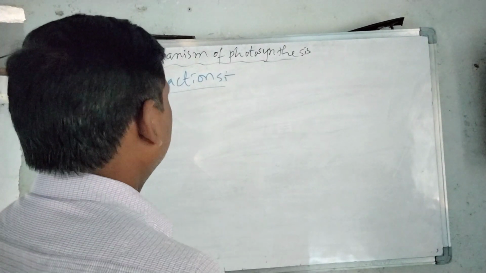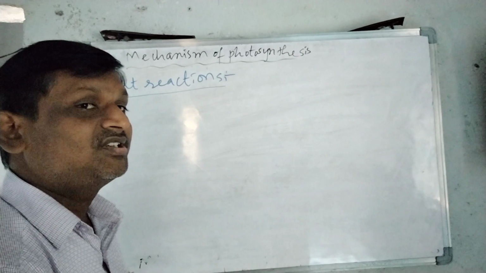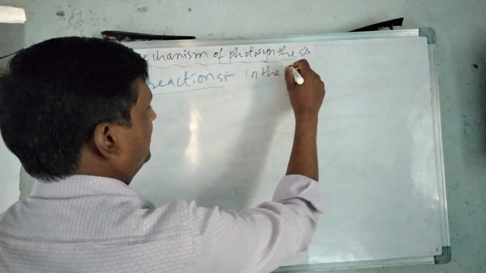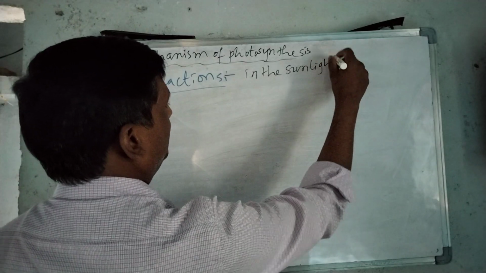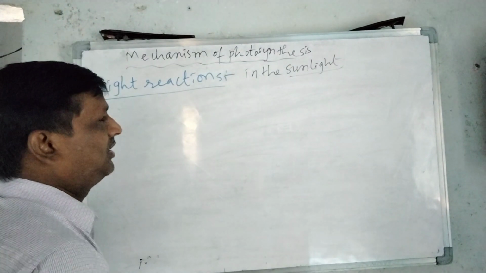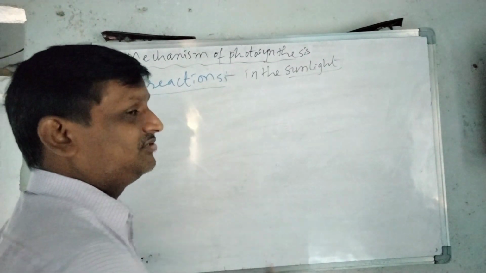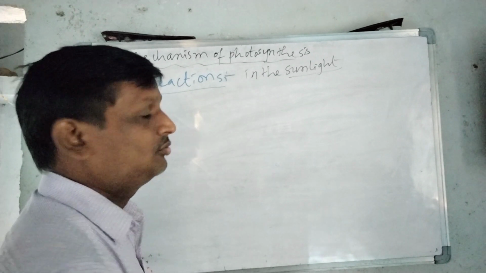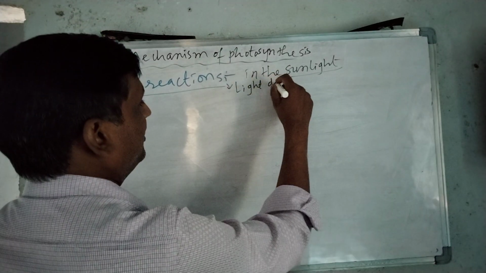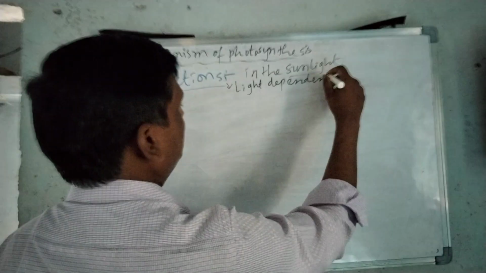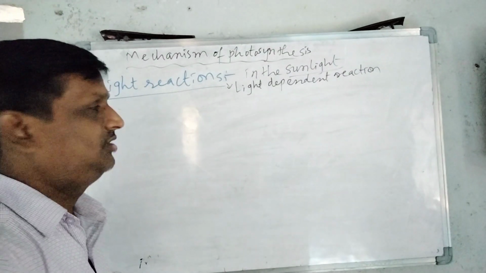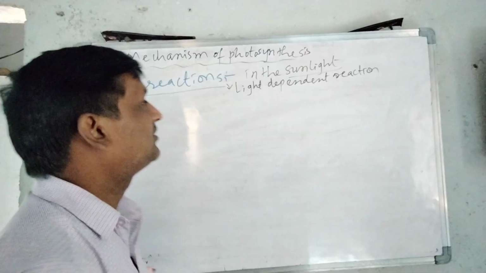Light reactions are reactions which occur in the presence of sunlight. Very important: light reactions occur only in the presence of sunlight, so they are called light reactions. And one more important thing: light reactions depend on sunlight, so they are also called light dependent reactions.